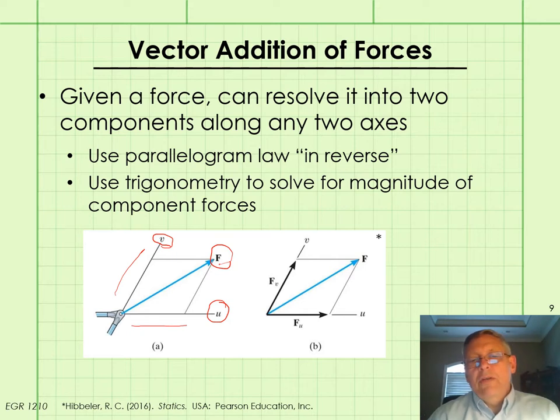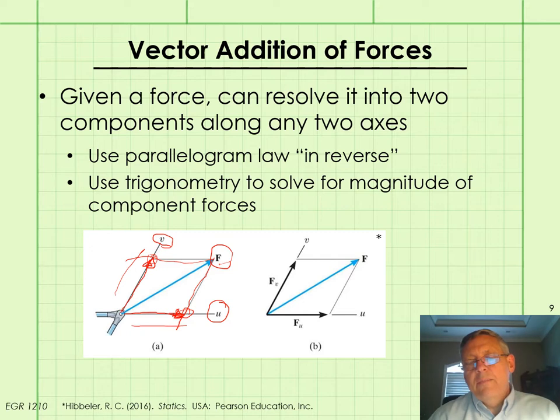So we use the parallelogram law in reverse. We draw a parallel line from the tip of F back to the v-axis that's parallel to the u-axis, and do the same by drawing a line from the tip of F parallel to the v-axis back to the u-axis. And then we're interested in these points here. And then we draw in our component vectors along each axis to those points.